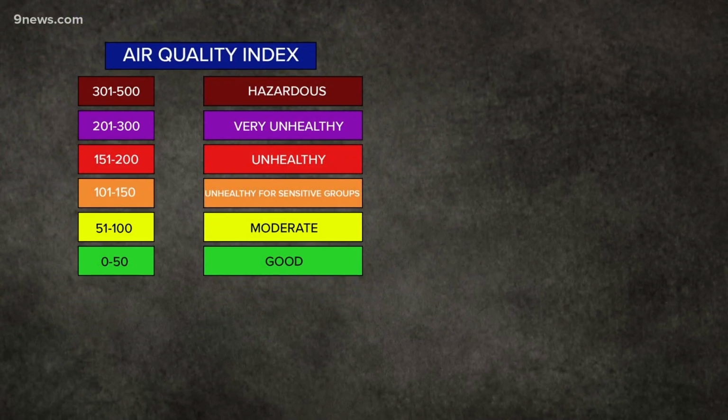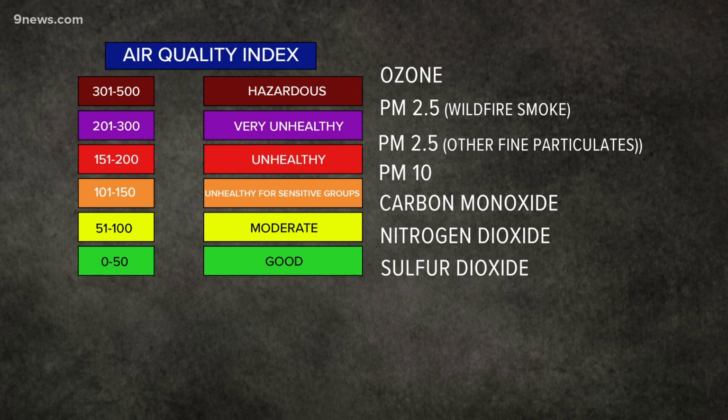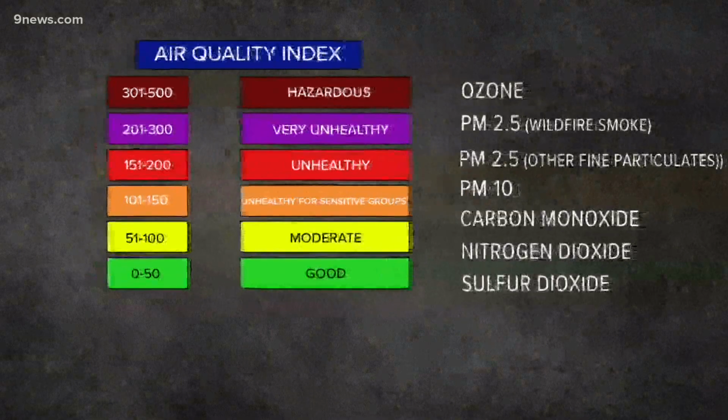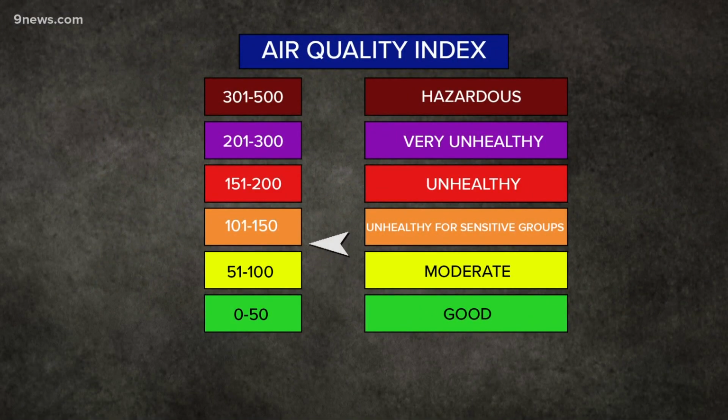The Air Quality Index, or AQI, was developed so that all the different kinds of air pollution can be measured on the same scale. When any pollutant reaches the 101 to 150 range, sensitive groups may experience symptoms, and the health department issues an air quality alert.